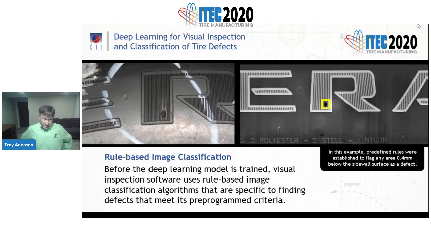So in this image, you can see that the vision inspection software found a pit in the letter R. And the predefined rules in this case that it used were established to flag any area 0.4 millimeter below the sidewall surface as a defect.